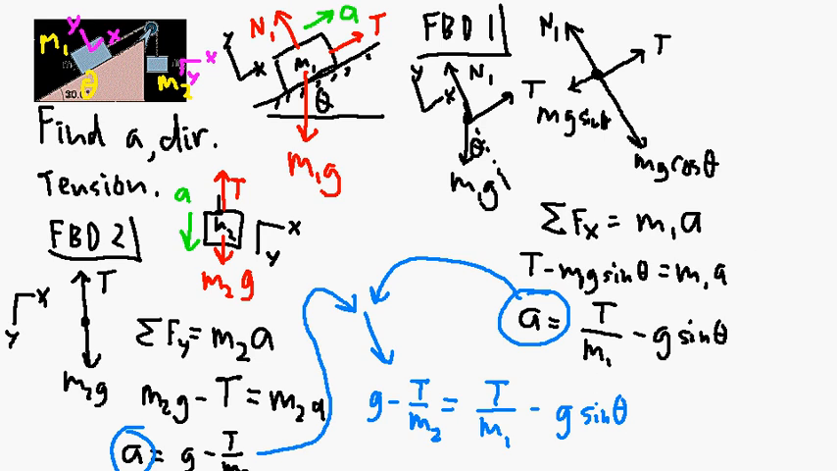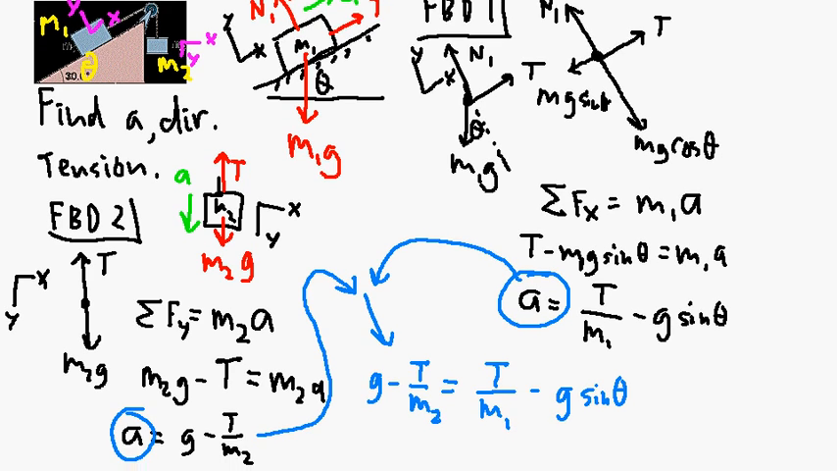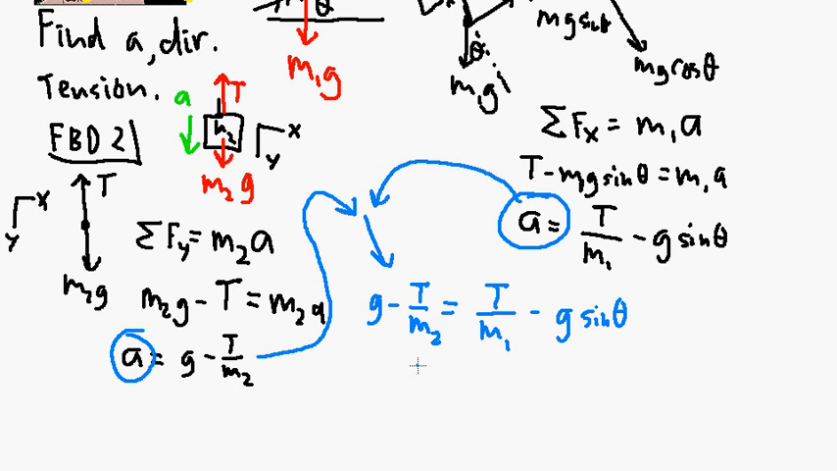Okay, I'm going to scroll us down a wee tad. And let's just multiply through everything by, I don't know what to do here. This is annoying. So let's collect all the t's on one side. So let's do negative t over m1 minus t over m2 equals negative g sine theta minus g.